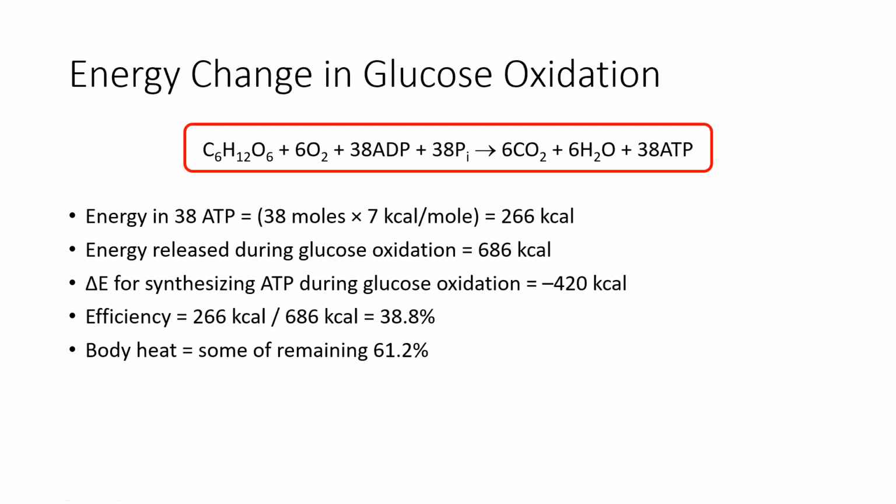Okay, so here is a more detailed reaction of that glucose oxidation. So again, we have glucose, we have oxygen, and we should be able to phosphorylate. We should have 38 ADP. And if we have 38 phosphates, then we can phosphorylate and make 38 ATP on the other end, and we'll release some water and we'll release some carbon dioxide.